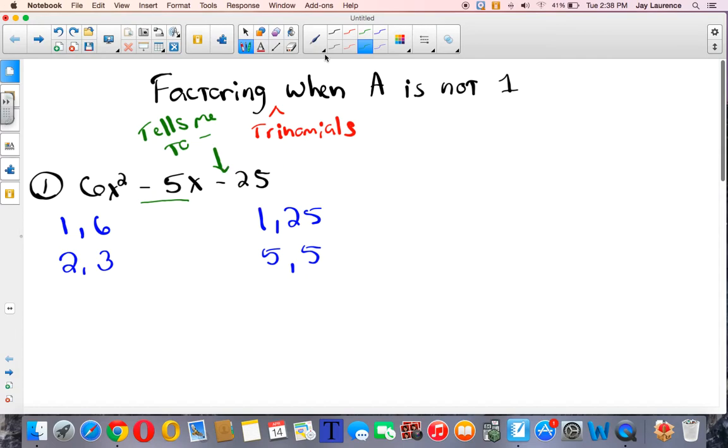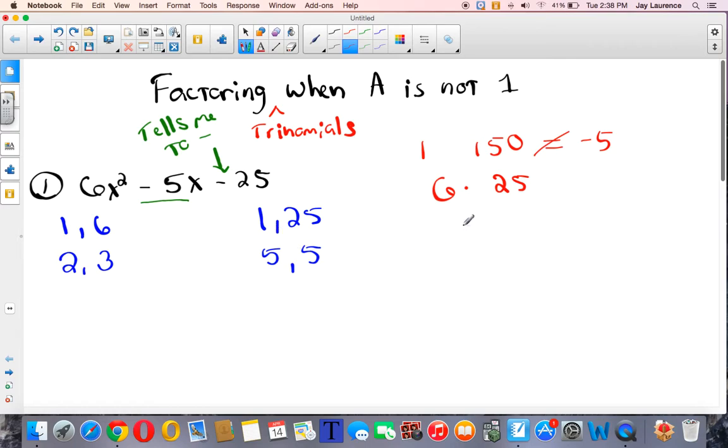Now you could go with a guess and check approach. As you get better at these, hopefully you won't have to do too much guessing and checking. But for example, I could do 1 times 1, which would be 1, and 6 times 25, which is 150. Is there any way to subtract those two numbers to get negative 5? No, there isn't. Okay. So maybe you go 6 times 1, and then you get 1 times 25. I still can't subtract those and get negative 5. So we know that those pairs aren't going to work together.